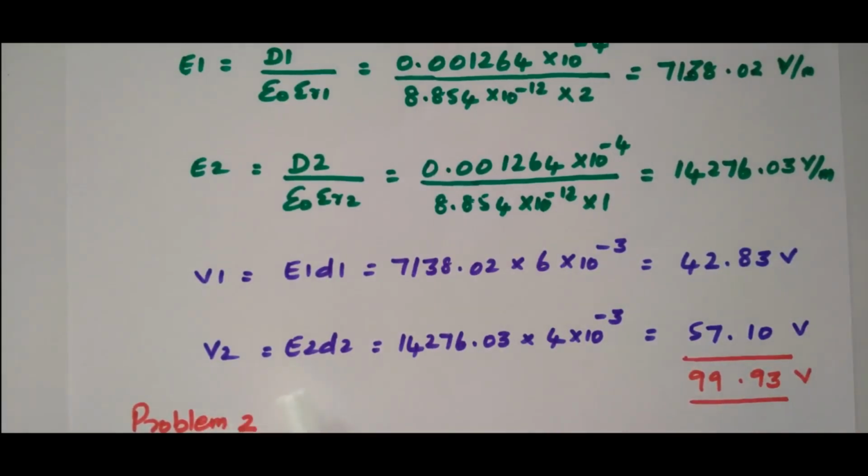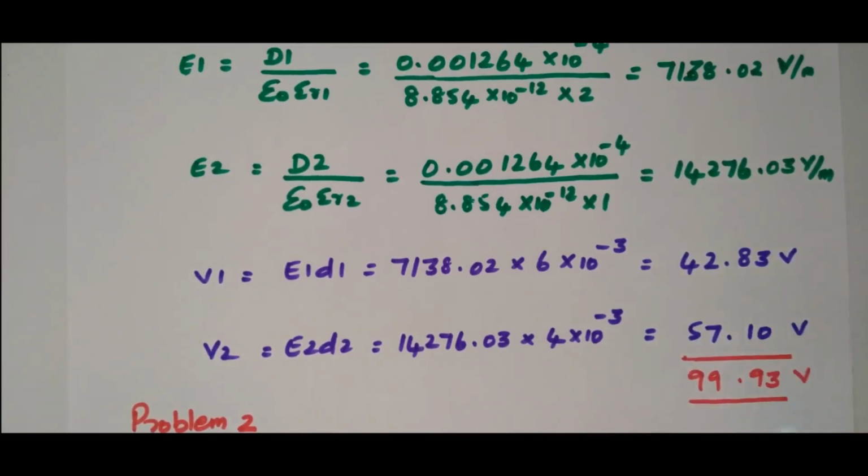Similarly, V2 equals E2 into D2. The E2 we calculated is 14,276.3 volts per meter, into D2. D2 is the air gap, 4 millimeter, 4 into 10 to the power minus 3. By simplifying this, what did we get? 57.10. So V1 will be 42.83, and V2 will be 57.10.